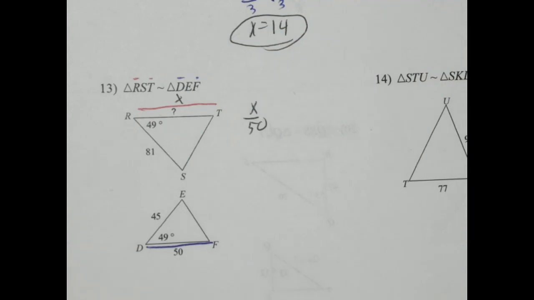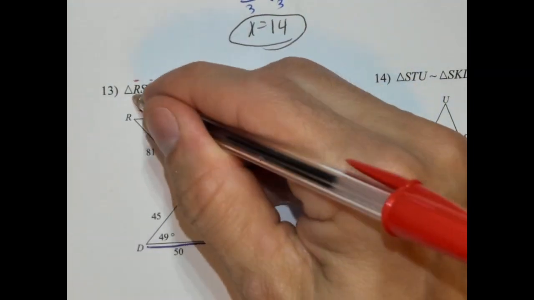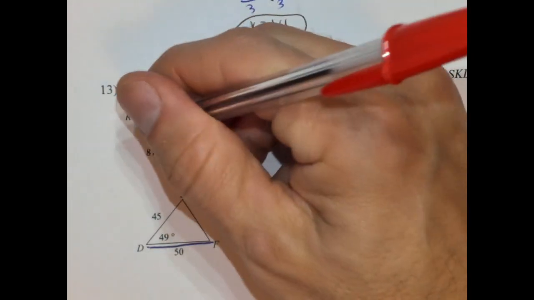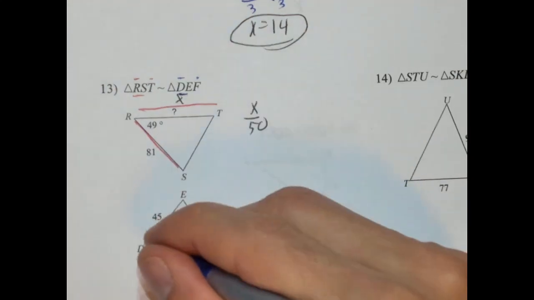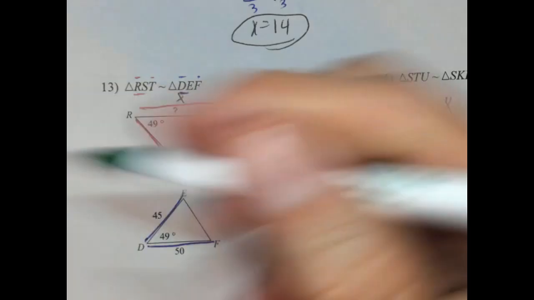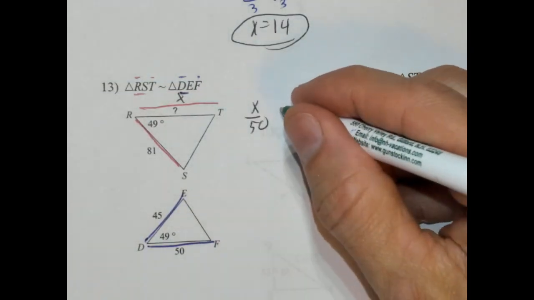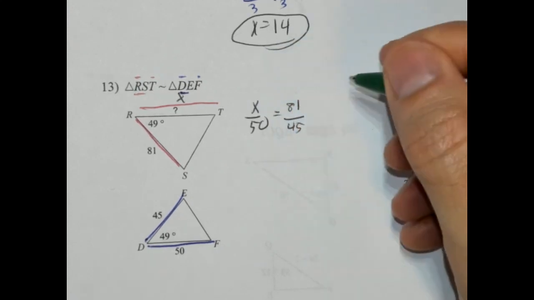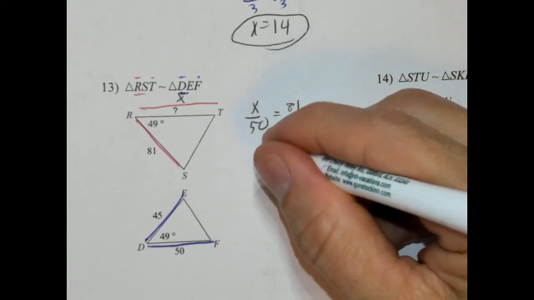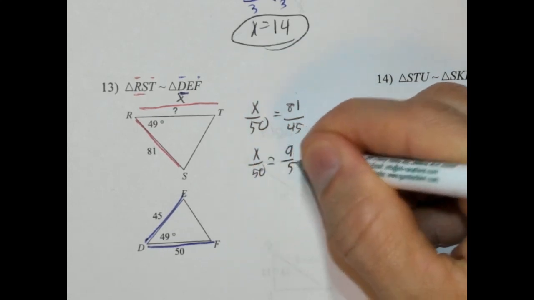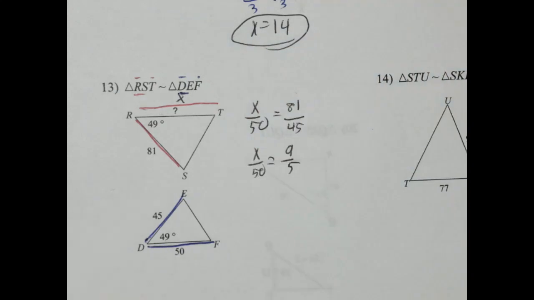And let's just verify this. I'm pretty sure we'll be fine. RS is the first two. DE, yeah, those are the first two. Just for consistency's sake. So this is our red, and this is our blue. So it's going to be 81 over 45. Those are both divisible by 9, so x over 50 is equal to 9/5. Yep, and then cross multiply.